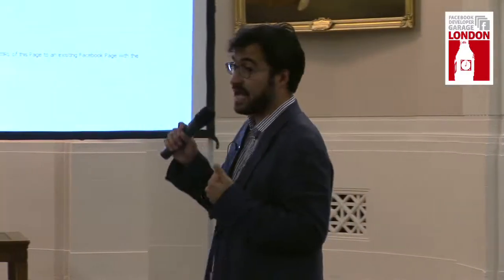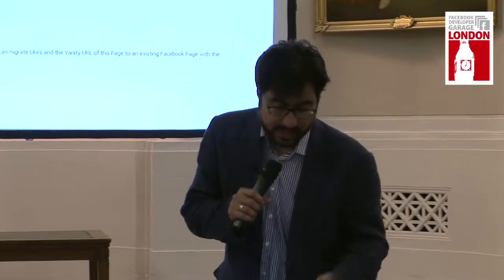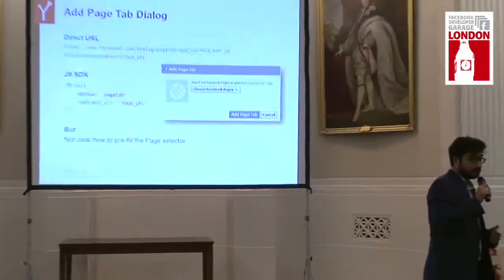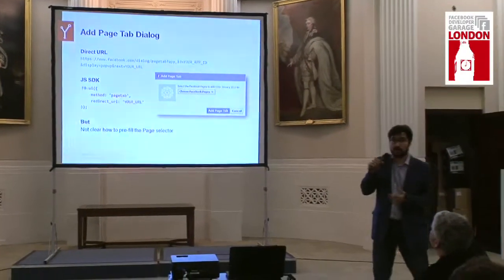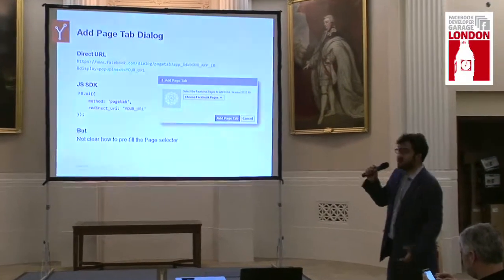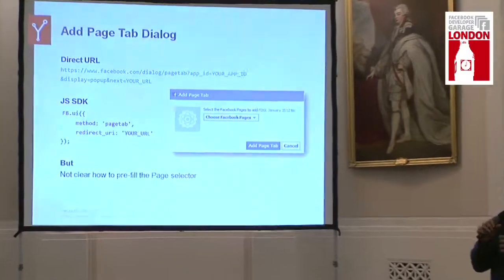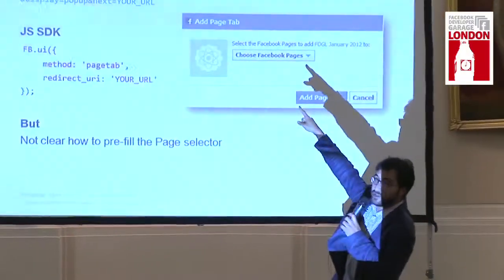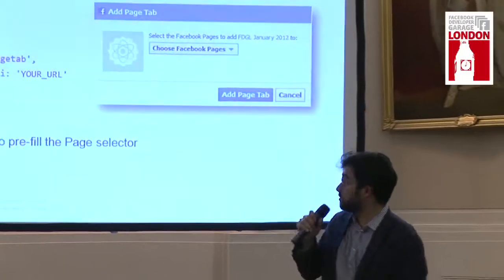And finally, there's a nice add page tab dialog, which looks a bit like this, which you can invoke using a URL directly, or you can use the FB.ui JavaScript SDK method. It's nice and simple. It's got one thing that's missing from the old style, which is you cannot pre-fill the page that you want them to choose. So up here, you can't fill this in automatically for anyone, which is a bit of a pain if you've got users who have hundreds and hundreds of pages to manage. But otherwise, that's good. That's an advancement for us, I think.